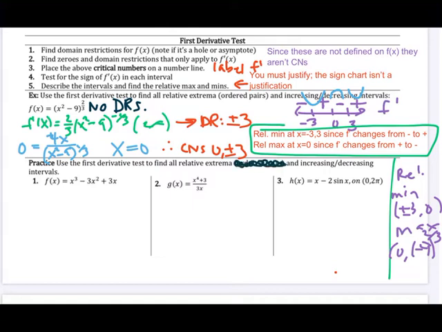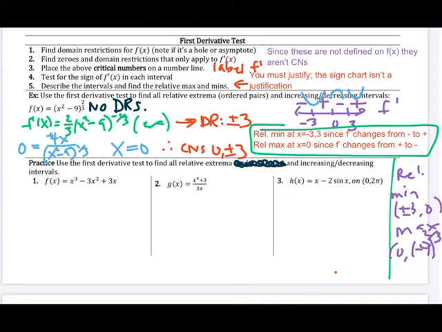So let's recap what we did. We identified any domain restrictions. We found the derivative. We found where the derivative was either 0 or undefined. Those are our critical numbers. We created a sign chart for the derivative at those critical values or critical numbers. And then we used that sign chart to figure out how the sign was changing for the derivative to identify if there were relative maxes or mins.